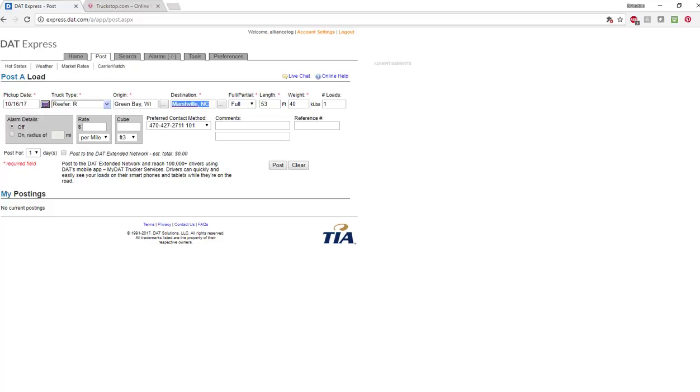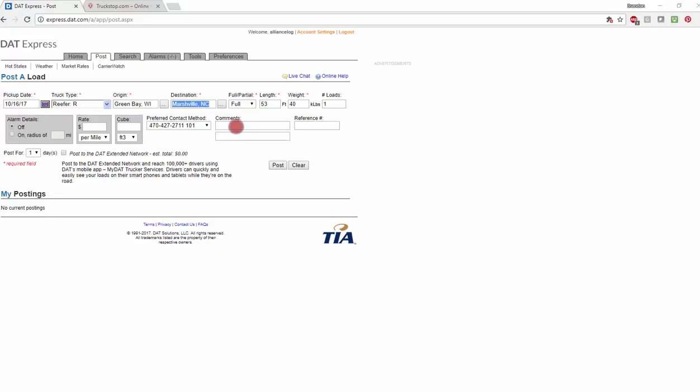Now, if you see here, you have the option of putting in a rate. I would suggest putting in a rate because usually you're going to get more calls on loads that you put rates in, especially if it's a tight capacity lane. You're going to want to put in a price, in my experience, because you're going to get more calls on it. No price, it's slower about calling, especially when it's tight capacity.